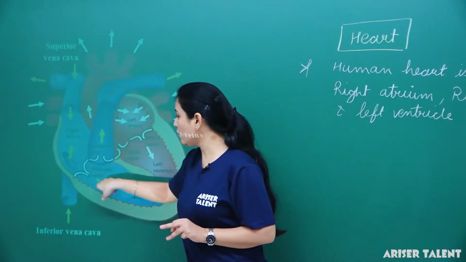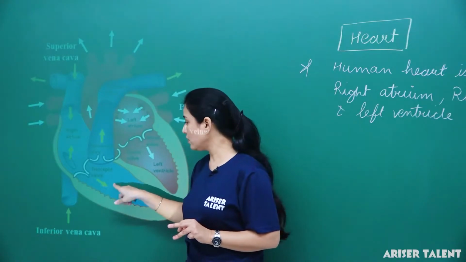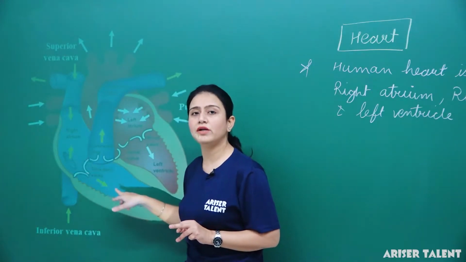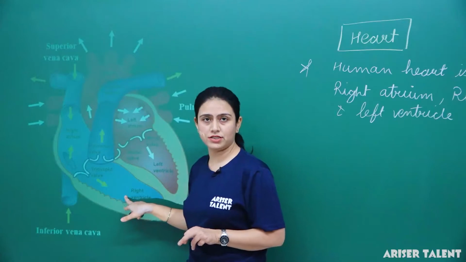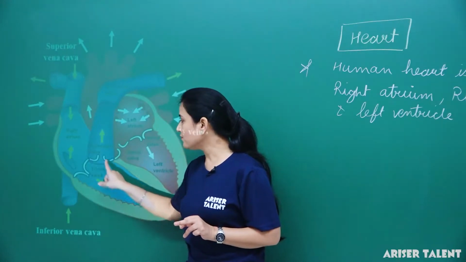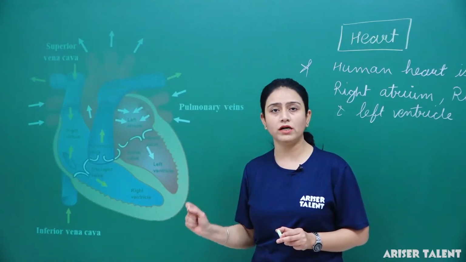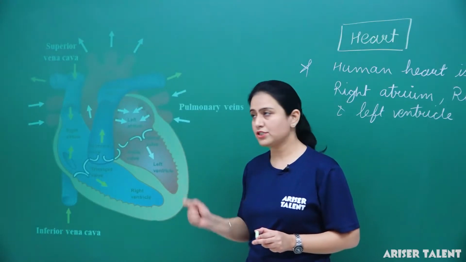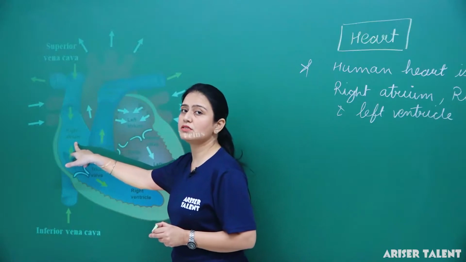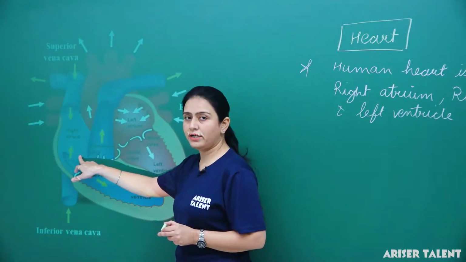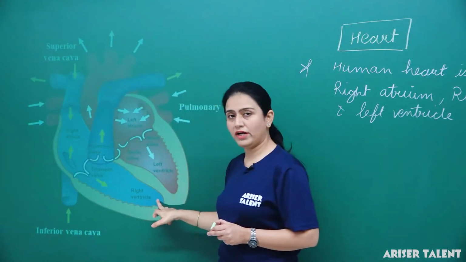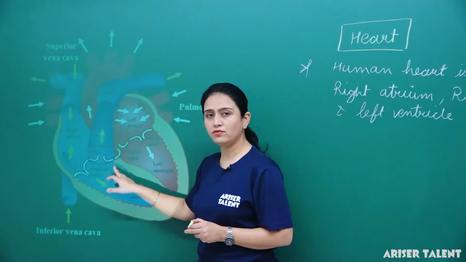You can see the arrow here. This arrow is the sign that the flow of blood is only in one direction. Clear? So the function of this tricuspid valve is that it allows the flow of blood only in one direction. Means the deoxygenated blood from the right atrium reaches the right ventricle through this tricuspid valve.